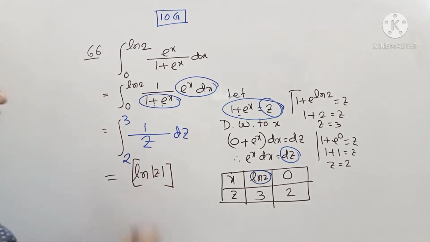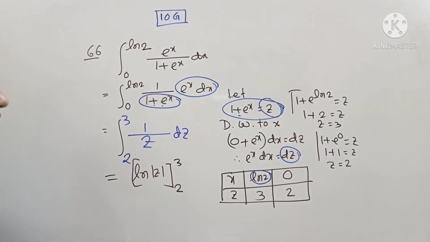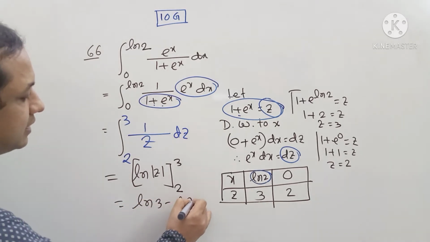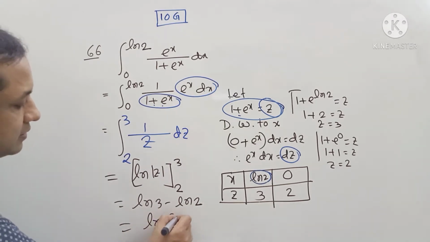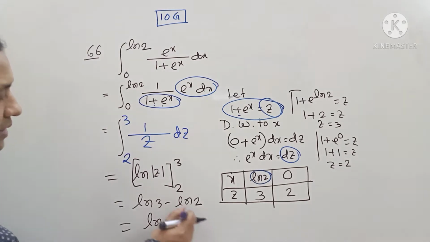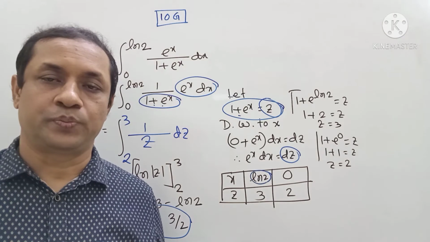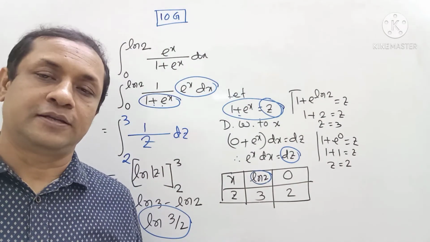Here the lower limit is 2 and the upper limit is 3. Now putting the value of z, we get ln 3 minus ln 2, and we know that ln a minus ln b equals ln (a by b). So the answer will be ln 3 by 2. I hope that, student, you are clear.